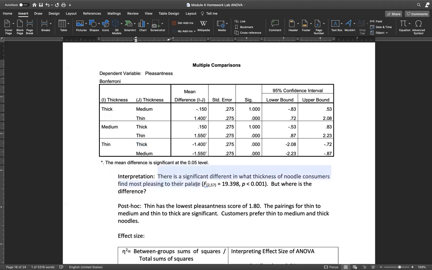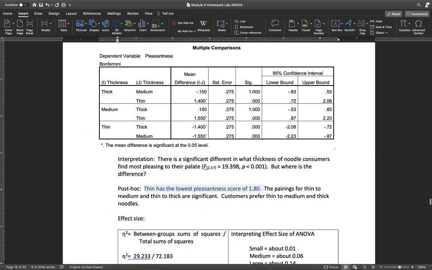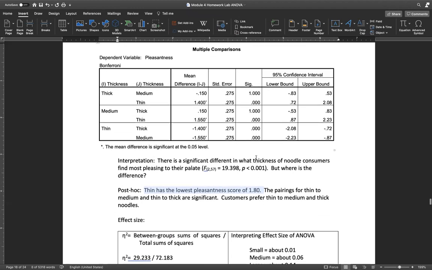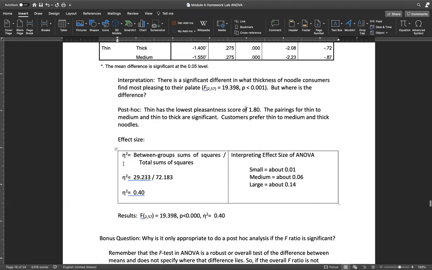So there is a significant difference. And with the post hoc, I find that it has the lowest pleasing score at 1.80, which actually shows up when I do the full results. But unfortunately, I don't have the SPSS full results here, but you'll just have to trust me on that. And the pairings here also tell us that. I can do an effect size for this particular one where I take my between and my sum of squares, gives me an effect size, an eta square of 0.40, which is again a large effect size.